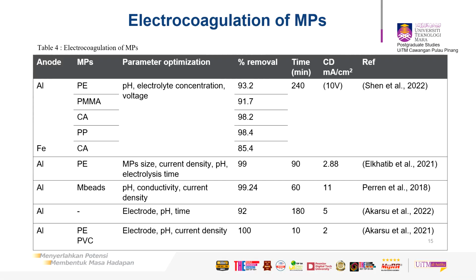This slide is on the research on the electrocoagulation of MPs. Table 4 shows the removal of various types of MPs by using conventional electrode. The optimization parameters included pH, current density, electrolyte concentration, and also retention time. The removal efficiencies varied between 85.4% to 100% under different operating conditions. This finding demonstrates the potential of electrochemical methods for efficient MPs removal, with different electrode materials and operating conditions playing a crucial role in achieving high removal efficiencies.